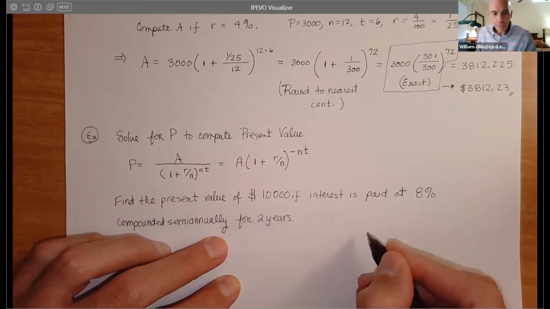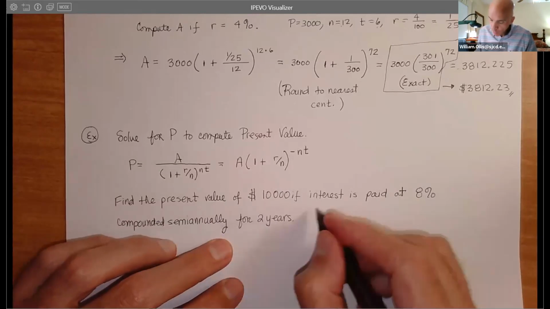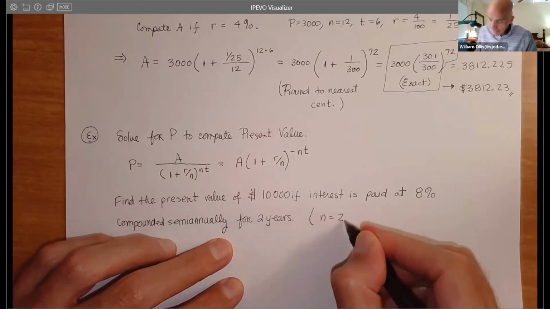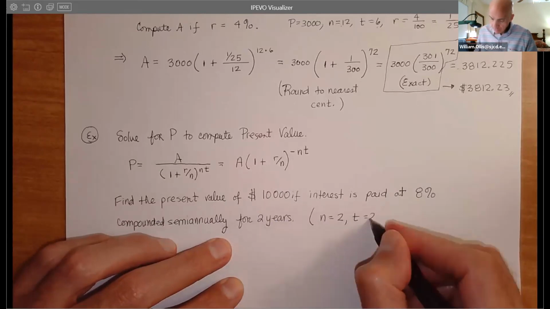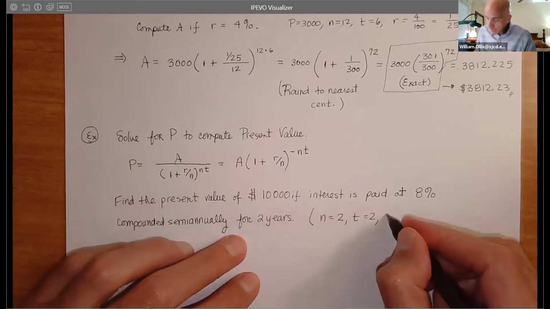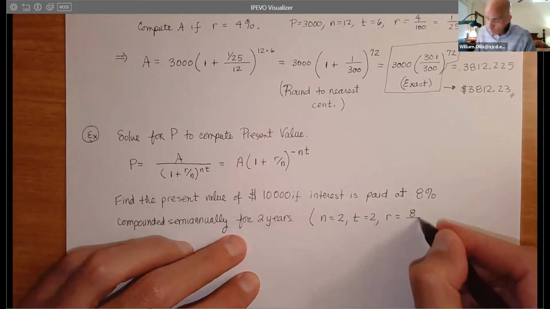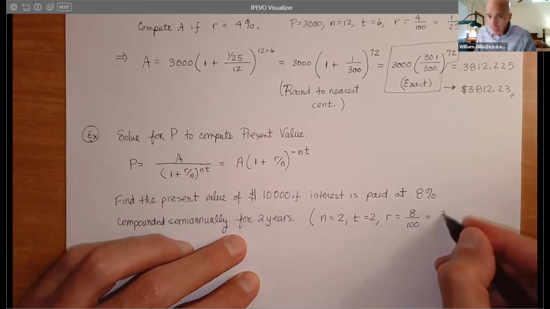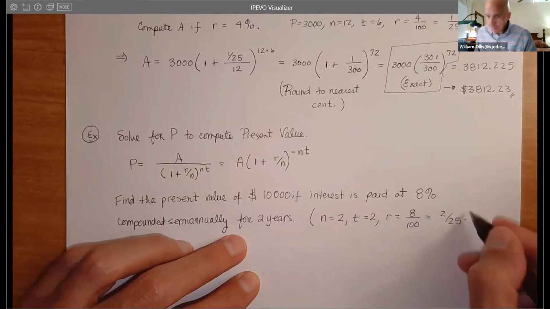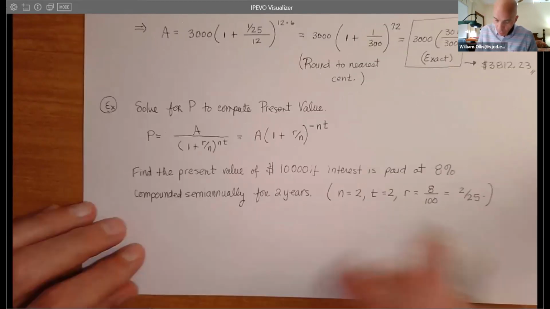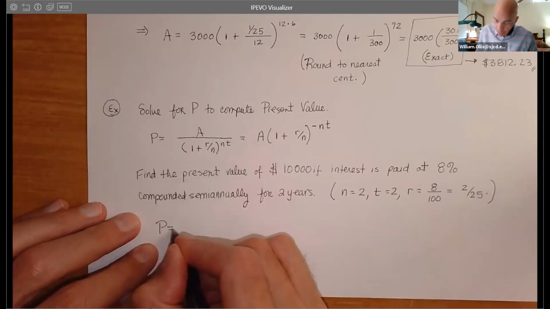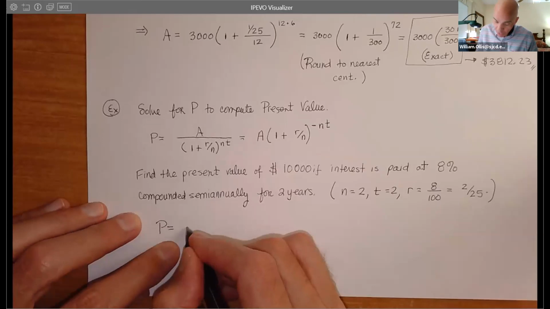Again, a very simple computation. And so again, let's just focus on the fact that N will be 2 and T will be 2. And then we have R is 8 over 100. So we can divide by 4 and get 2 over 25. So now we can use our formula, fill in all the details. So P will now be A, which will be 10,000.